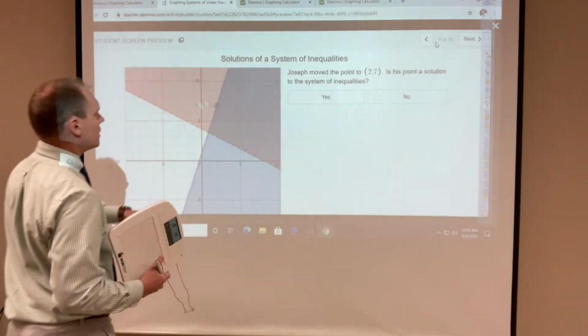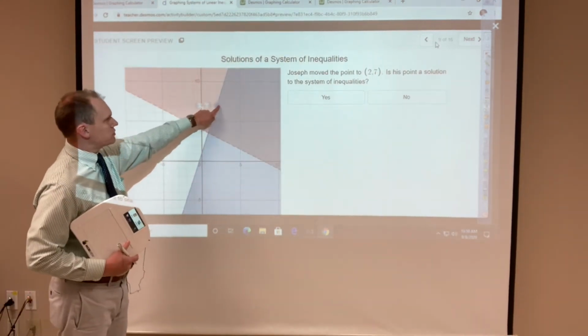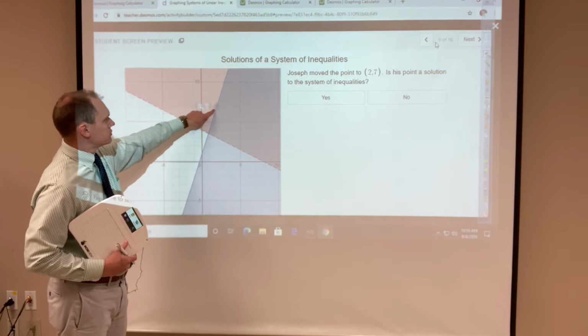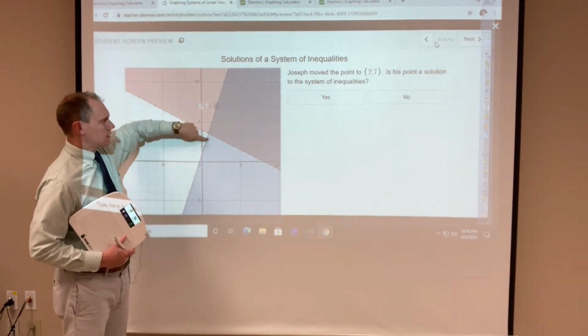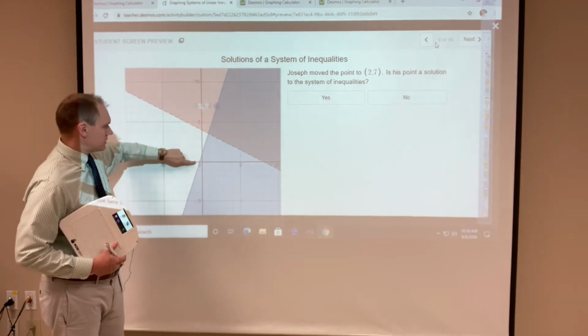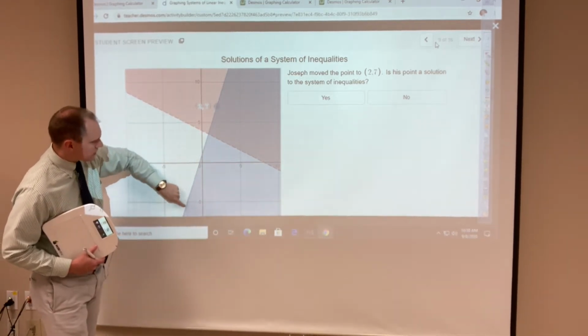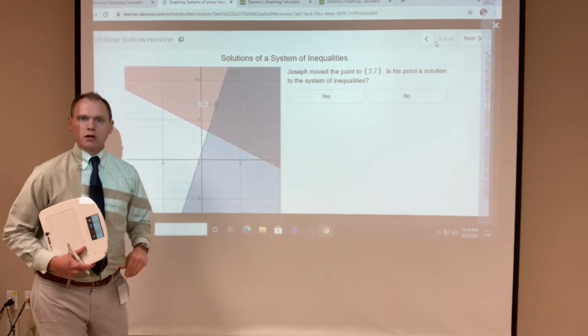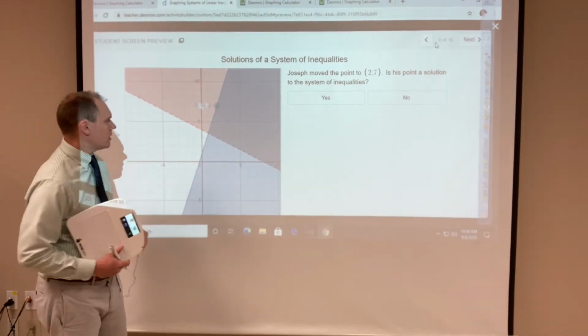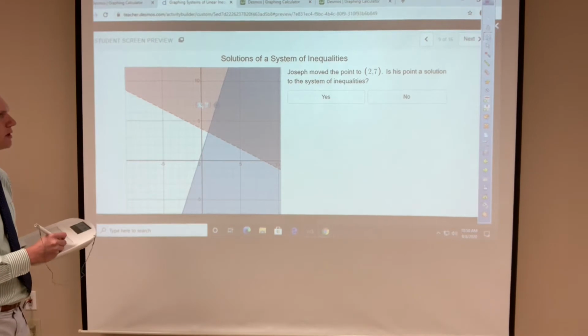How about this one? Joseph moved the point to 2, 7. Is his point a solution? So is this point right here a solution? Because it's on the line. And the answer is yes, because this is a solid line, so it's still part of the blue in its shaded region.